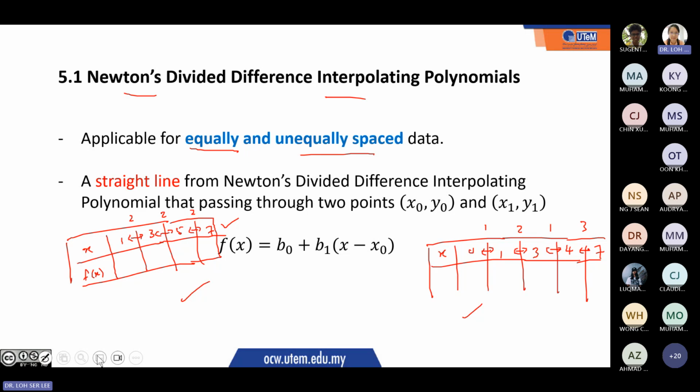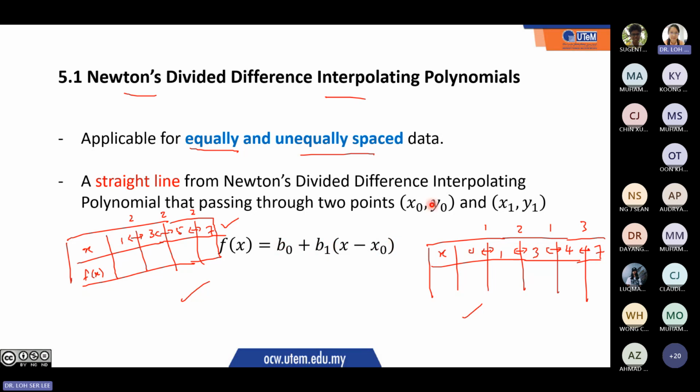Then a straight line from Newton's divided difference interpolating polynomial passing through points. If you are given two points, let's say x0, y0, and x1, y1, you will get a straight line. And the straight line from Newton's interpolation is given by this. This is the formula for a straight line under Newton's interpolation. You need to find these b values.